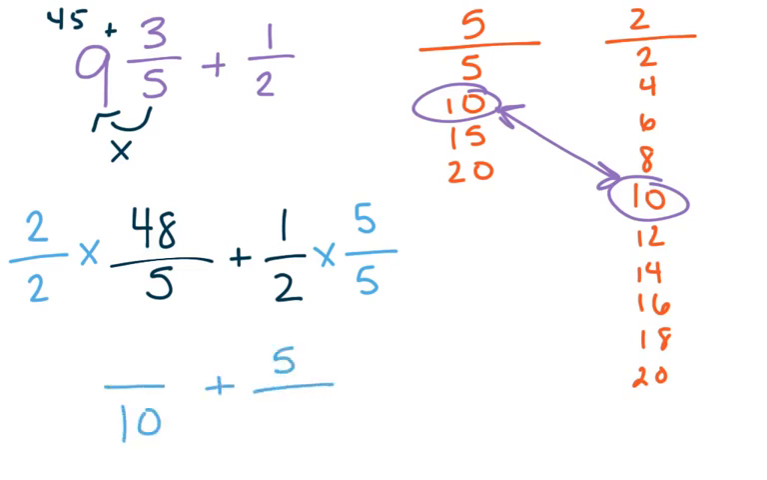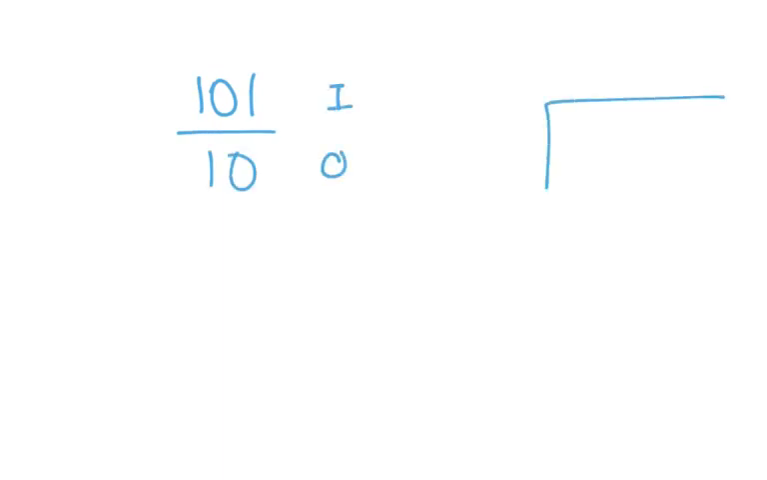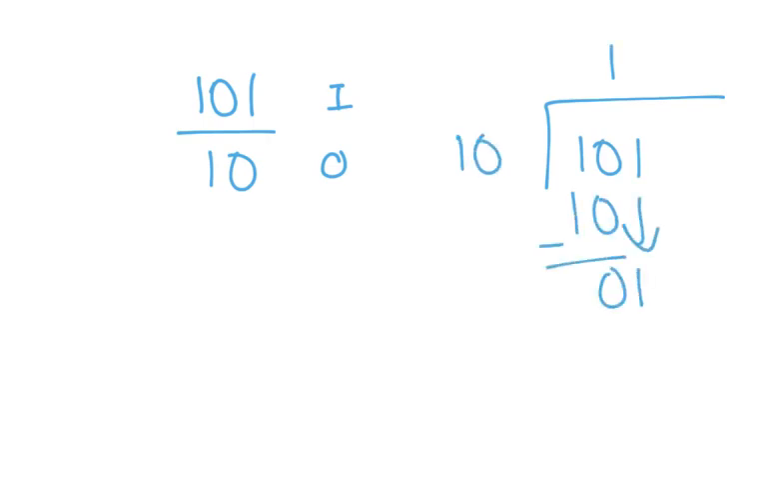So here I have 5/10. 48 times 2 is 96. Keep your denominator the same. 96 plus 5 is 101. And you want to change 101/10 into a mixed number. So your final answer is 10 and 1/10.